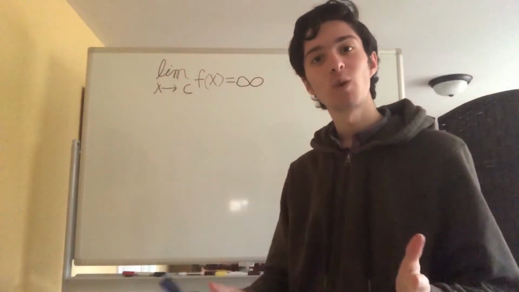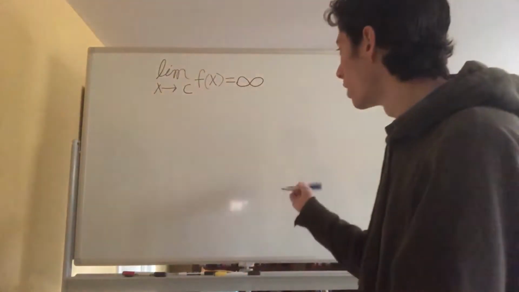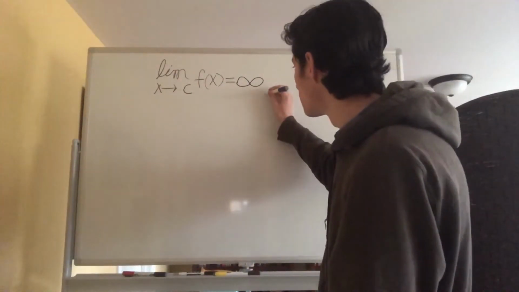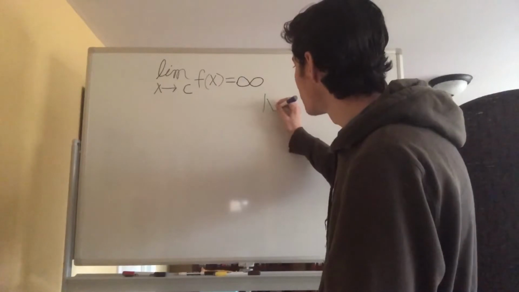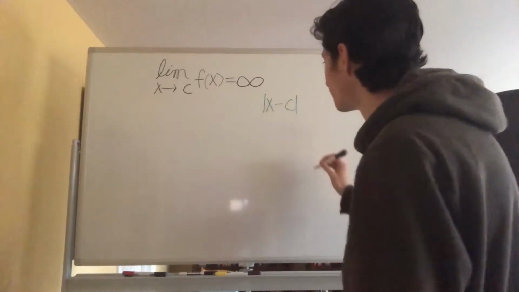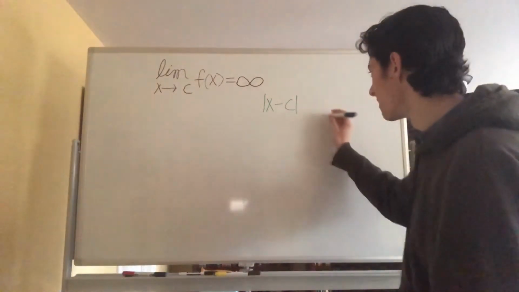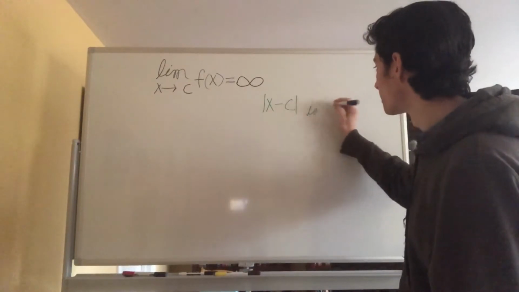So how can we describe the distance between x and c? Well, we can say that it's the absolute value of x minus c. And we can just say that this is a small distance.